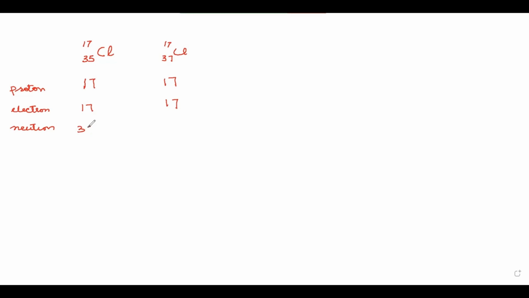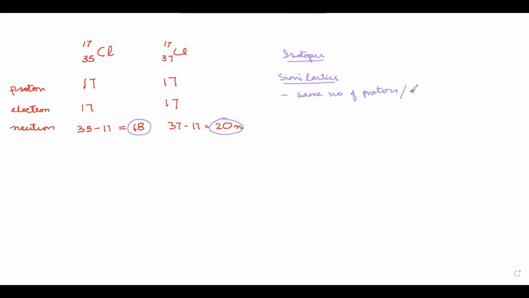mass. So 35 minus 17. When you have the same number of protons, which is the same as the number of electrons, or we can say the same atomic number or proton number, right? So these are the similarities. Now, because the proton number, the electron number and the atomic number are the same, their valence electrons are going to be the same. And because their valence electrons are the same, their chemical properties are going to be the same. Both these atoms will show the same chemical properties, right?